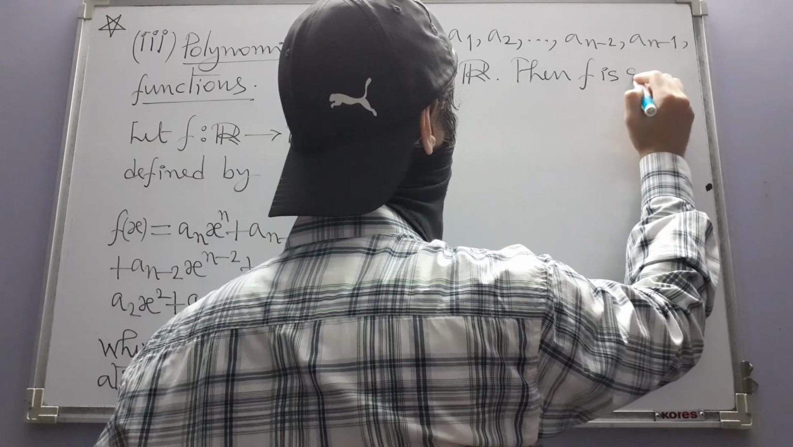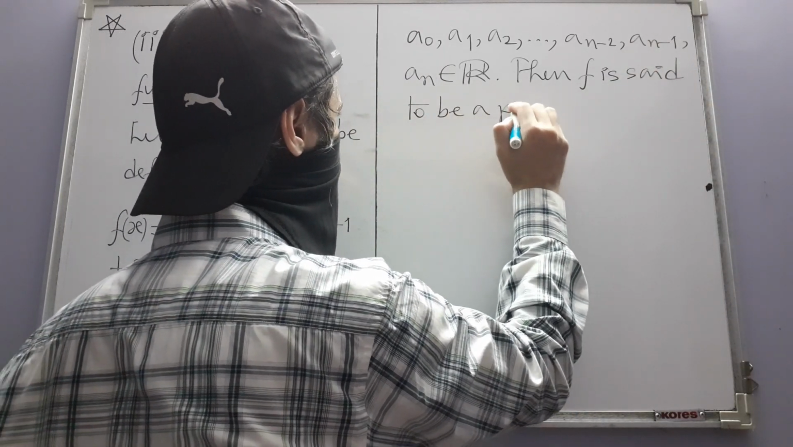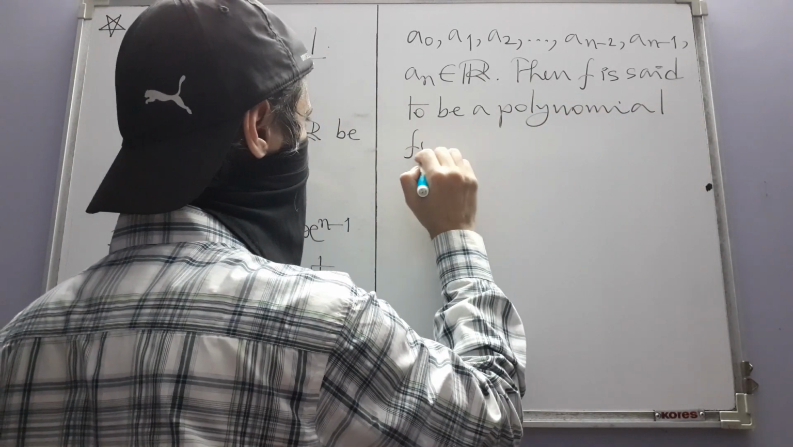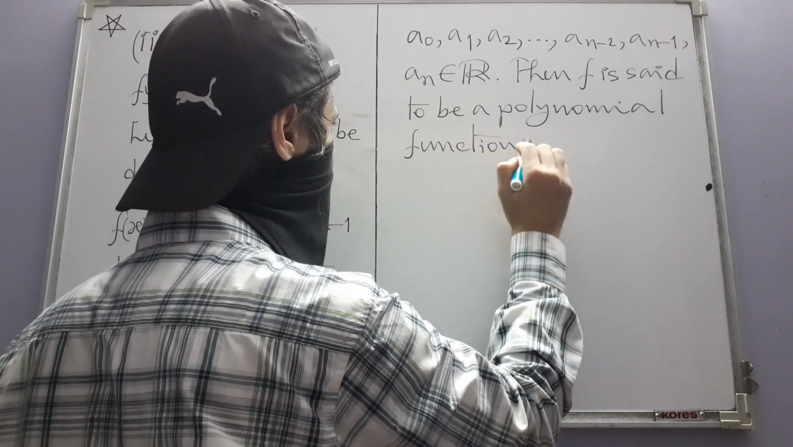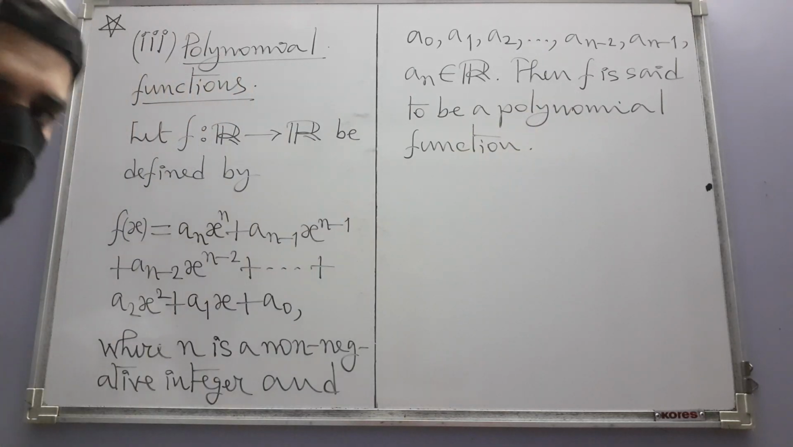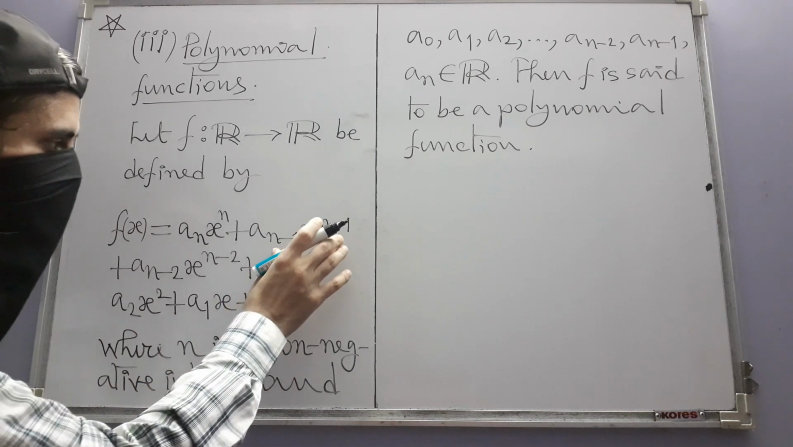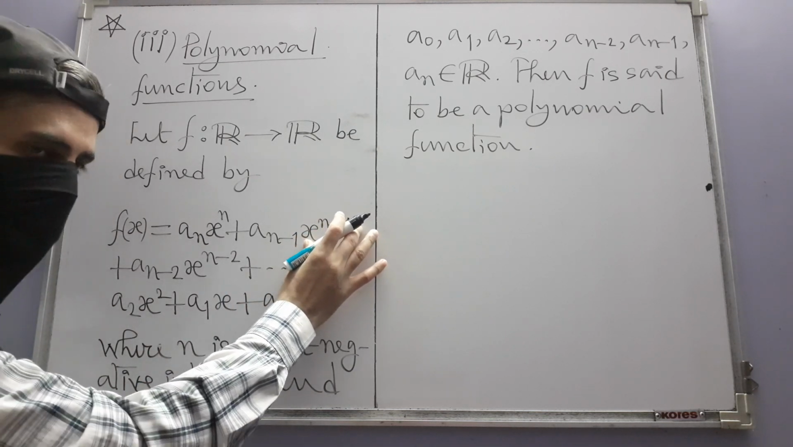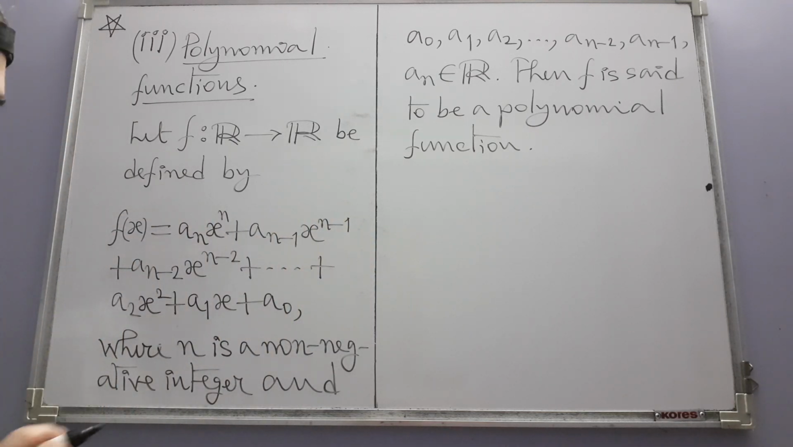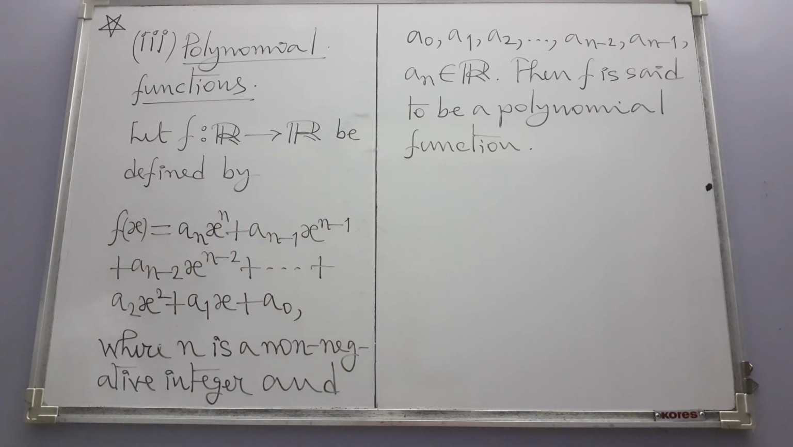f is said to be a polynomial function. The prefix poly denotes many. That means there are many terms which look like this. Each individual term is a power of x multiplied by some real number, and those real numbers are coefficients, and all those terms are added together. That is the formula for f of x.